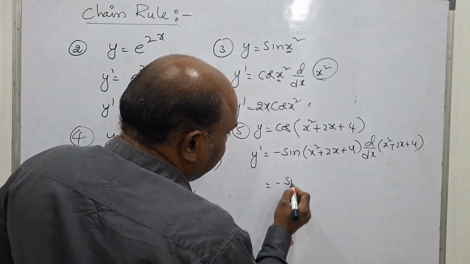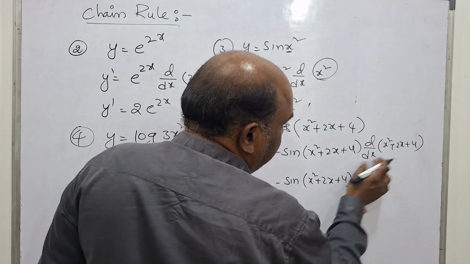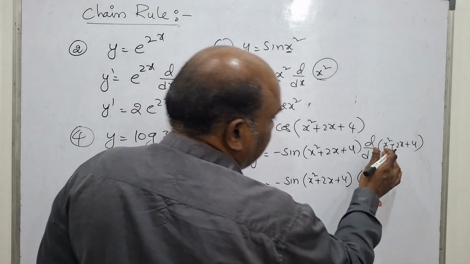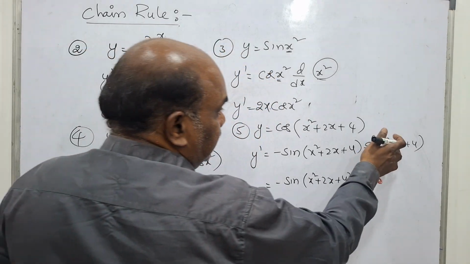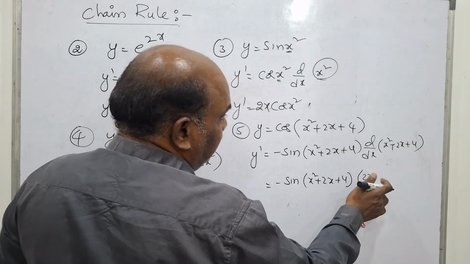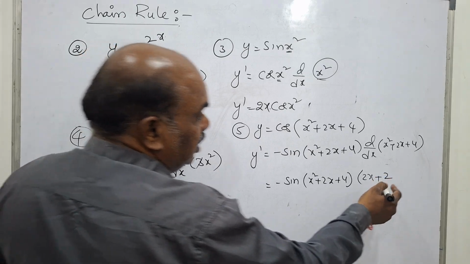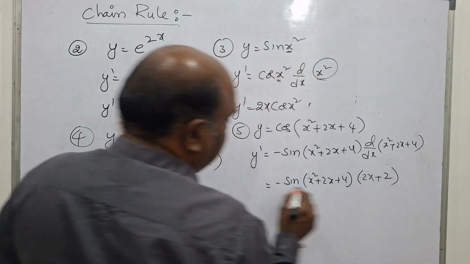So minus sin of x square plus 2x plus 4 into the differentiation of x square plus 2x plus 4. For x square, x power n gives n into x power n minus 1: you pull the power forward and subtract 1. 2 minus 1 is 1, so 2x. For 2x, 2 into x power 1 minus 1 gives 2. Plus constant 4 gives 0. This is the answer for the above question.